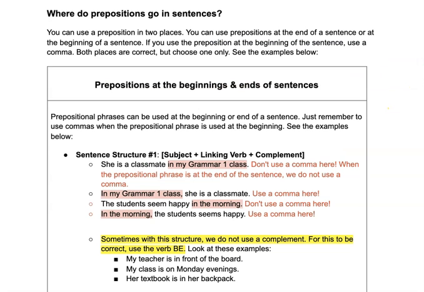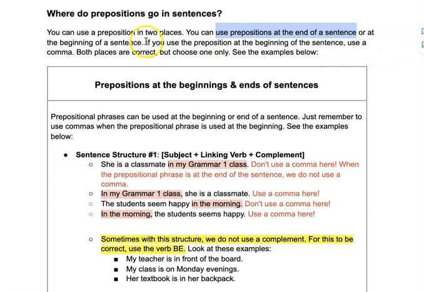Okay, let's talk about where prepositions go in sentences. So where do prepositions go in sentences? You can use a preposition in two places. You can use prepositions at the end of a sentence or at the beginning of a sentence. So two places, beginning or end. From these two places, it is most common to use prepositions at the end of a sentence. This is the most common place, but there are two possible answers.